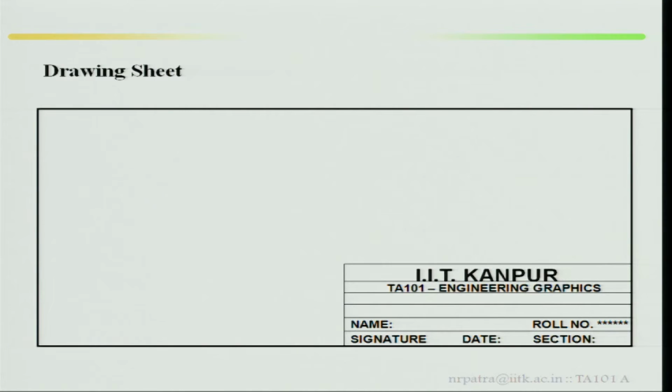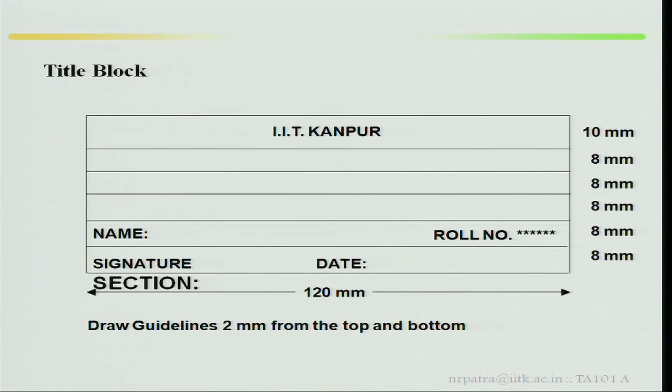If you look at this title box, generally you write your institute, your course, TA 101, name, signature, date, section and roll number. The title block has complete dimensions. First are 10 mm, 10 mm, 8 mm, 8 mm, 8 mm, 8 mm and 8 mm. The base width is 120 mm. Draw guidelines 2 mm from top and bottom. Guidelines should be 2 mm from top and bottom.